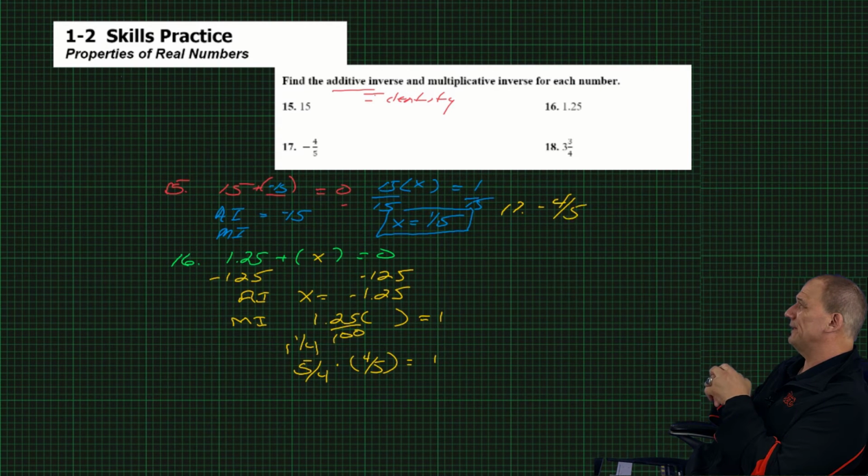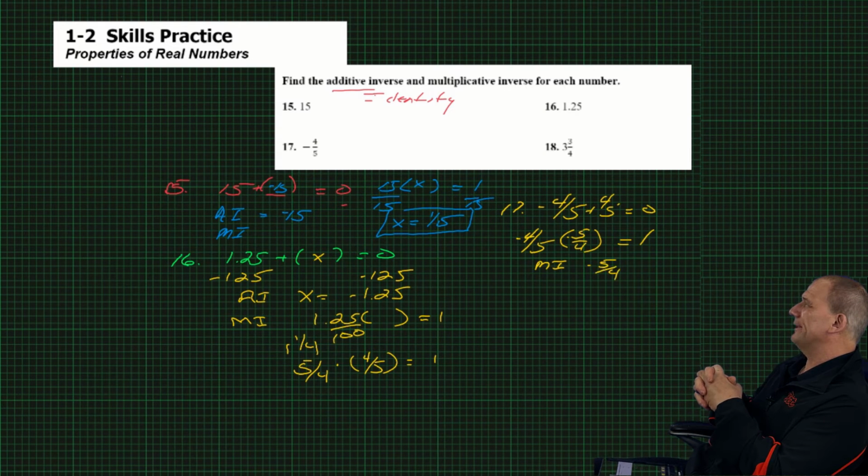All right, number 17. This one's easy for us. Negative 4/5. What are we going to do to get to 0? Well, we're going to add 4/5. So that's the additive identity. It's already in fraction form, so the inverse is 5 over 4. And notice it will always equal positive 1, not negative 1. So you're always going to bring the signs with it.